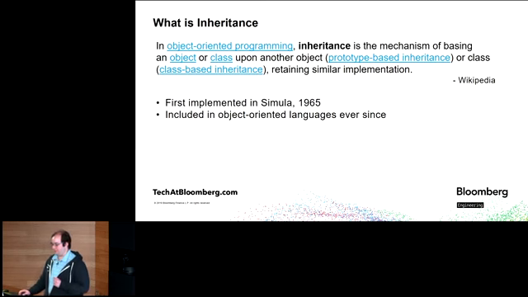So before we can talk about multiple inheritance, we should probably cover inheritance. Inheritance is a mechanism of basing an object or class upon another object. That would be prototype or class-based inheritance, retaining a similar implementation. It comes from an initial implementation in Simula all the way back from 1965, and it's kind of been used ever since.